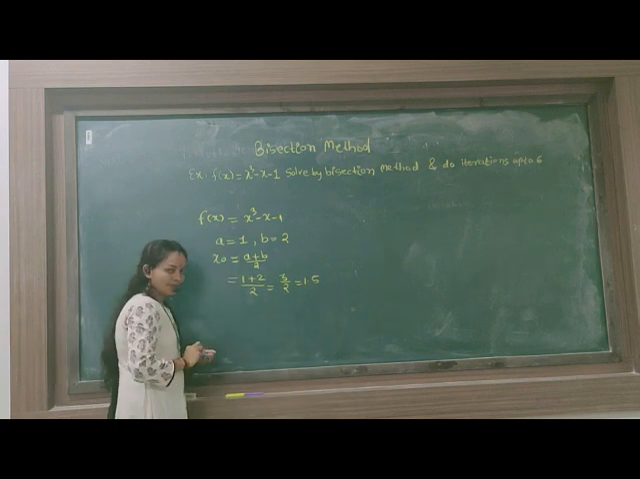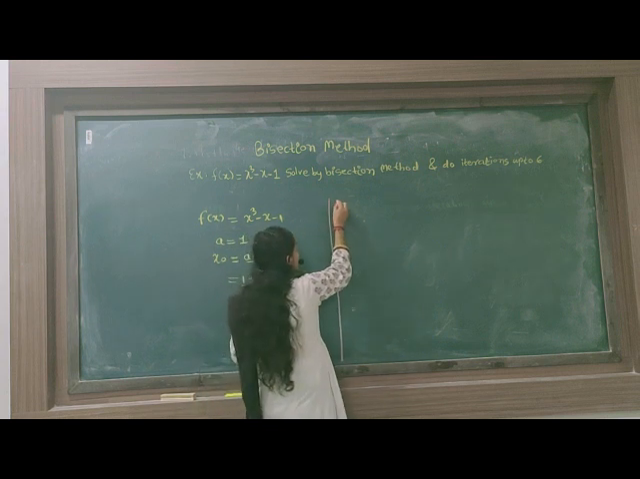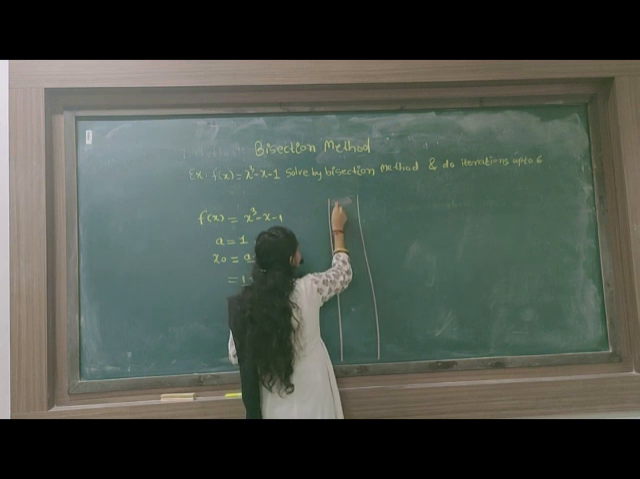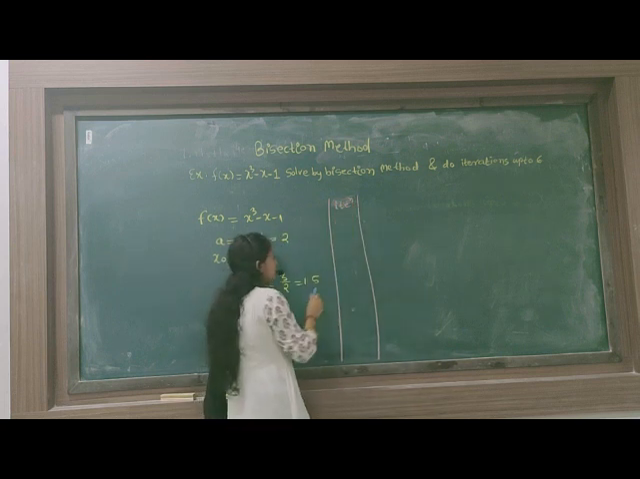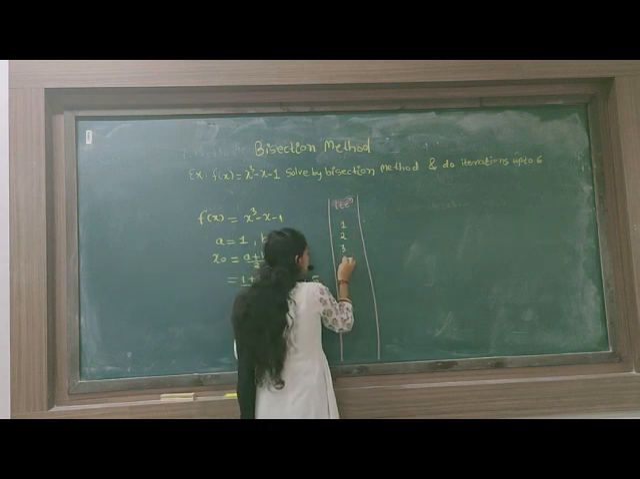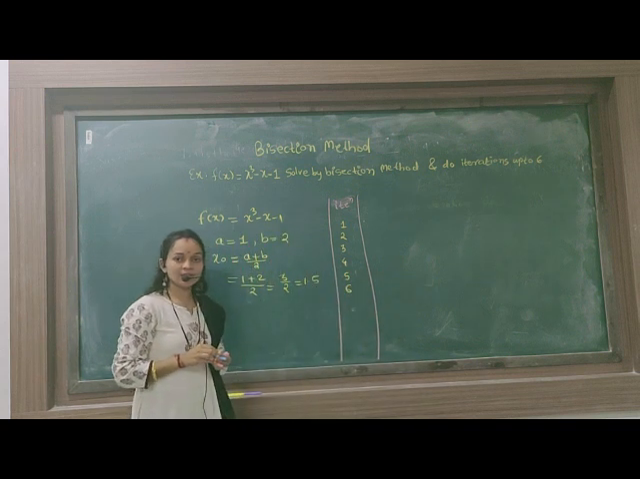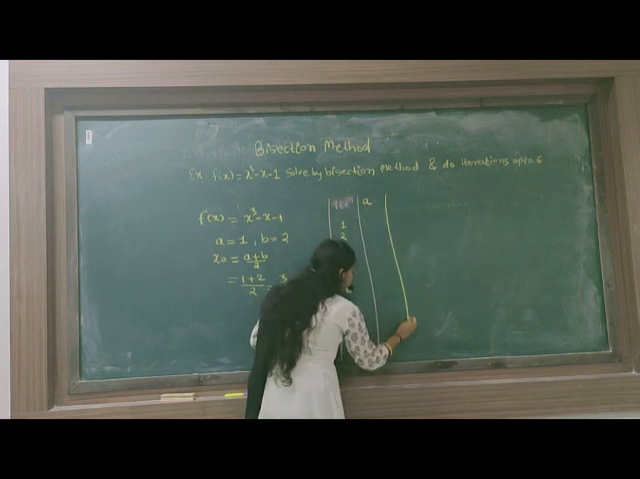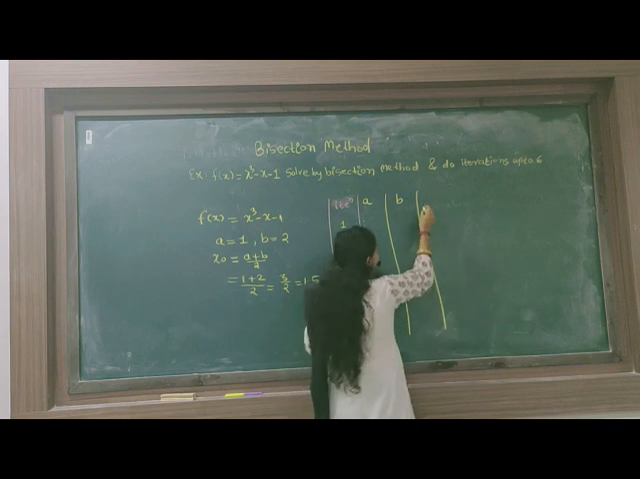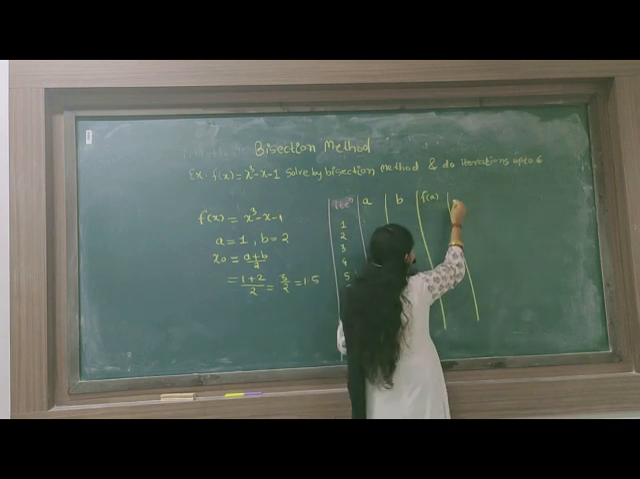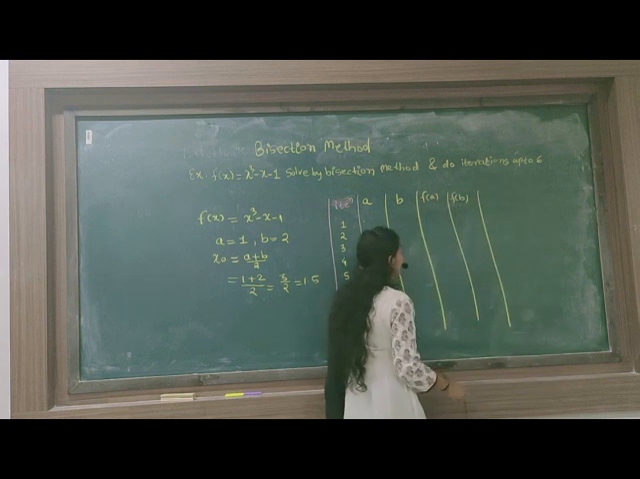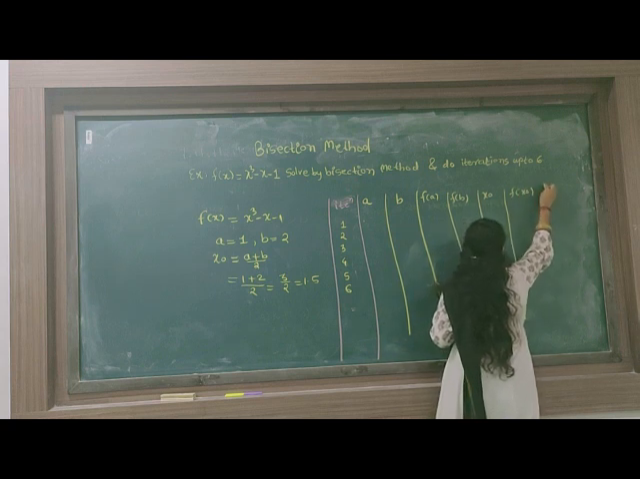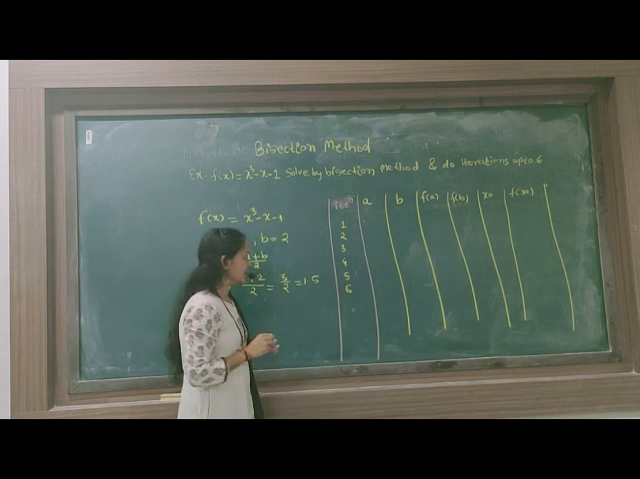For simplicity, you have to make one table. Firstly you write the iteration, how many iterations you have to do. Simply, you have to do the iteration up to 6: first, second, third, fourth, fifth, and sixth, because the numerical statement says to iterate only up to 6. After that you set the value of a and the value of b, and in the same manner the f of a, the f of b, the x0 for that particular iteration, and the f of x0. This table you make for simplicity.